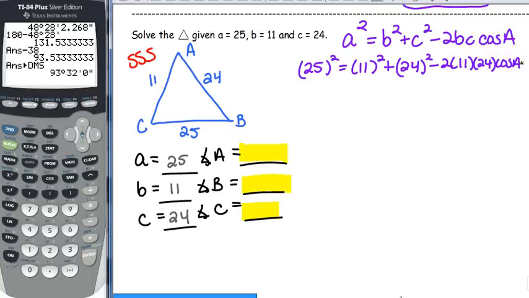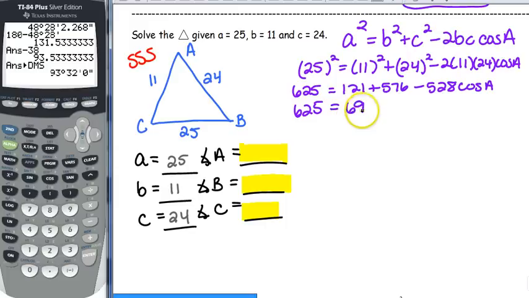When we're solving for a side, it's kind of nice because we can just enter everything into our calculator. We can't do that as easily when we are solving for the angles. So we have our 25 squared, which is 625, equal to 121 plus 576 minus 2 times 11 times 24, which is going to give us 528 cosine of A. The one nice thing is that we don't have decimals like we did in the last problem. We combine those two like terms. So we've got 625 is equal to 697 minus 528 cosine of A. We subtract over that 697, we end up with the negative 72.